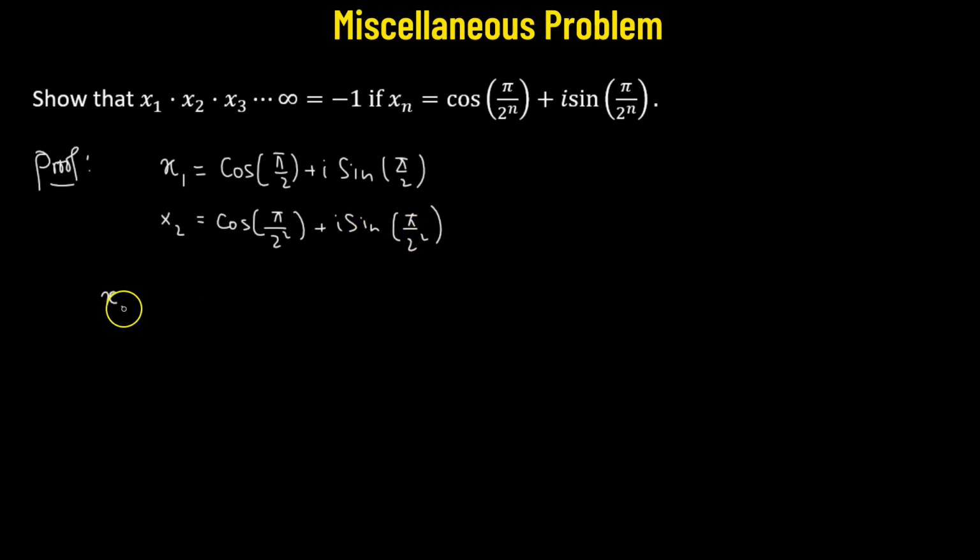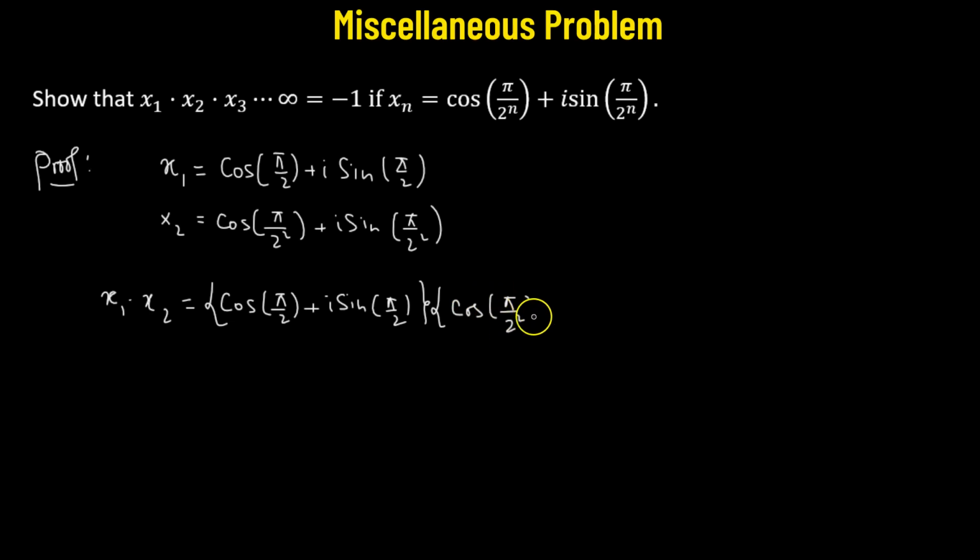Now let's multiply x1 with x2. So this is going to give us cosine of pi over 2 plus iota times sine of pi over 2. So this gets multiplied to the x2 value, which is cosine of (pi over 2) squared, added to iota times sine of (pi over 2) squared. We will multiply both of them. So cosine of pi over 2 multiplied to cosine of (pi over 2) squared gives us cosine of pi over 2 times cosine of (pi over 2) squared.